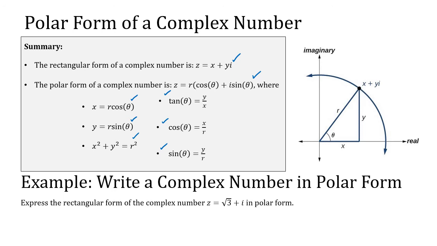So let's take a look at an example. This one asks us to express the rectangular form of the complex number z equals the square root of 3 plus i, to rewrite that in polar form.